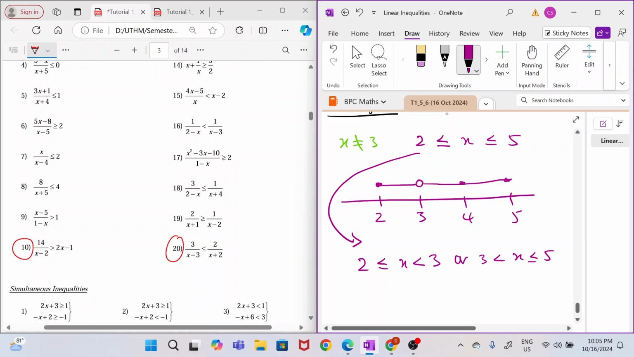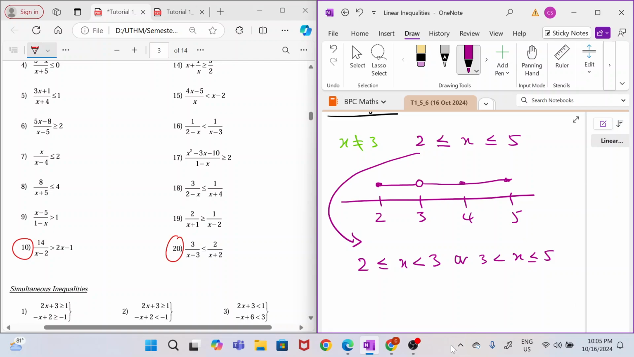Now this is how you do. You rewrite again here. Here you break the 3. You don't put equal here. You will go very near to 3, but you won't take 3. And then after 3, you will take more than 3. You won't take 3 until 5. This is how you break the thing.